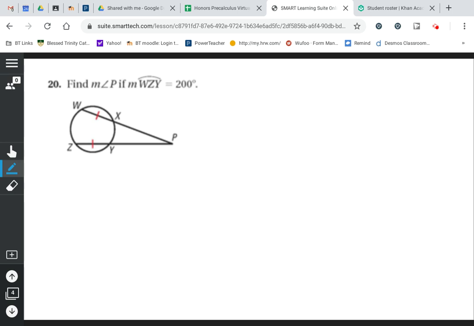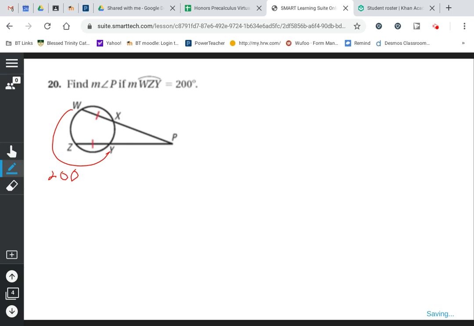All right, and then the last 2 they gave me were 20 and 21, and I'm going to start with 20 here. Now, these were the challenge problems, so don't expect anything as hard as these on any test or quiz, but they do make you think about what's going on. So you have to use variables and everything. It says find the measure of angle P if WZY is 200. So WZY right here is 200 degrees.